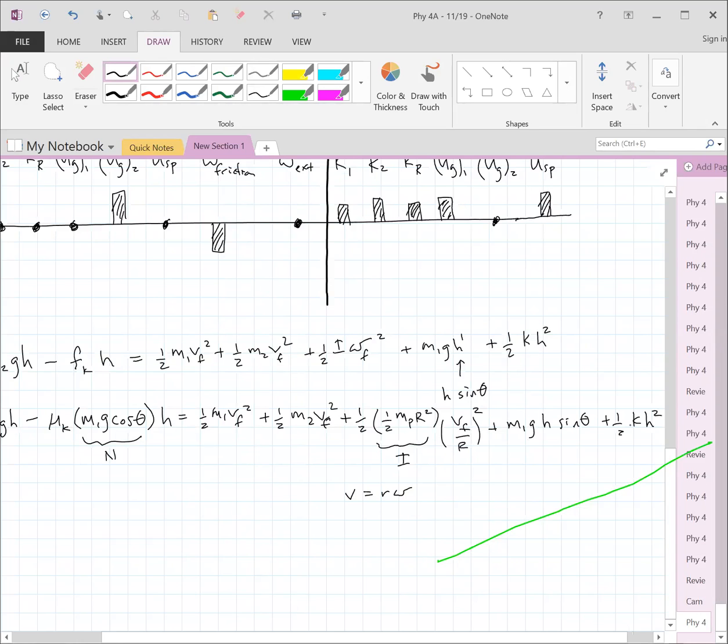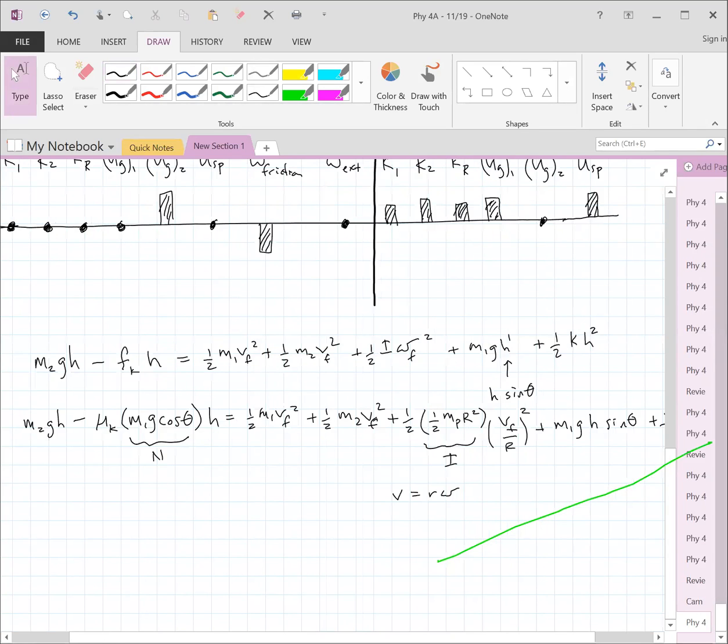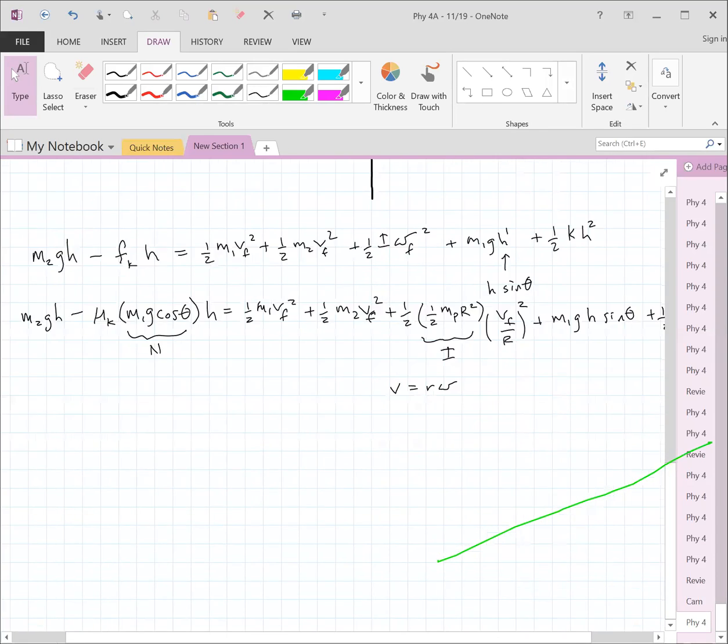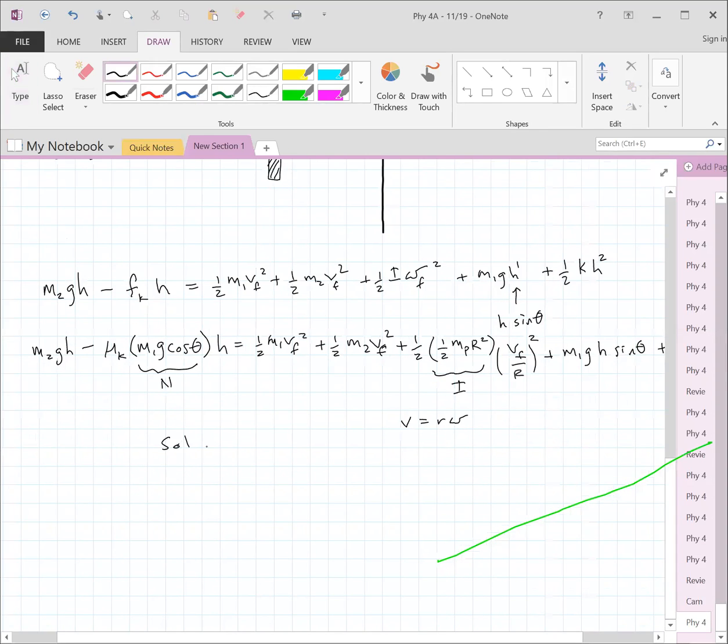Okay, so now I'm done. The only unknown in this equation is v final, so now I can solve for v final. We okay with that? Up until this last line, it was the same as if we had a massless pulley, right? What's different now is we have an I here. Rotational inertia we have to plug in for.